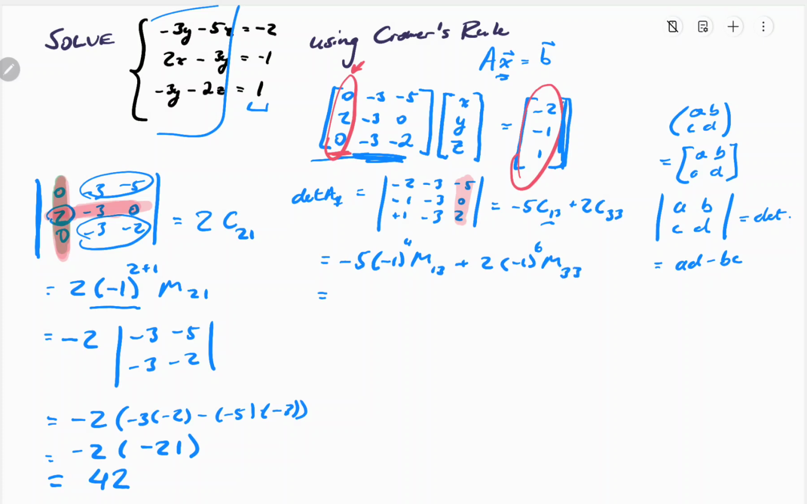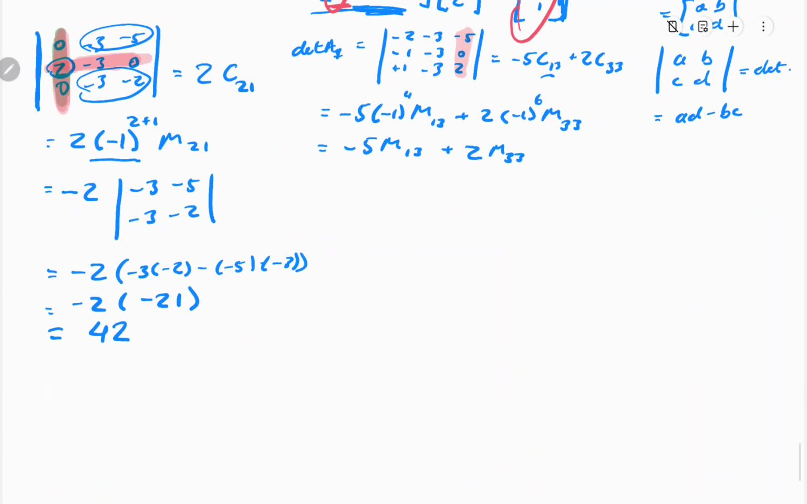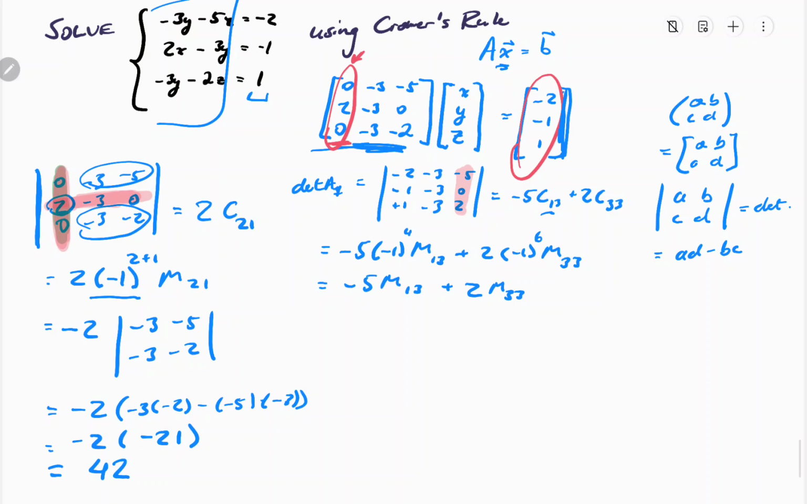Since both of these are even exponents, due to the choice I made, there will be no sign changes when we multiply and when we add our minors. So part of getting faster cofactor expansion is picking which line to cofactor, which column or row.